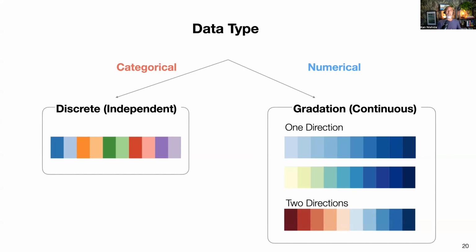It's almost like an independent hue or color. So I think that's really good for categorical values. So let's look at this one.